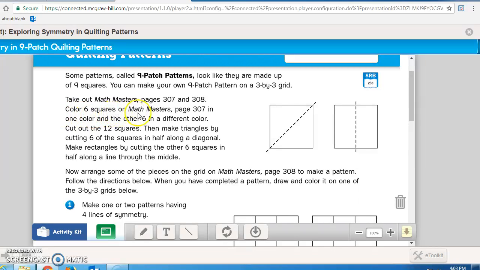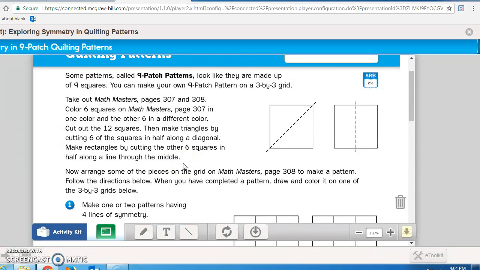Color 6 squares on Math Masters page 307 in one color and the other 6 in a different color. Cut out the 12 squares. Then make triangles by cutting 6 of the squares in half along a diagonal. Make rectangles by cutting the other 6 squares in half along a line through the middle.